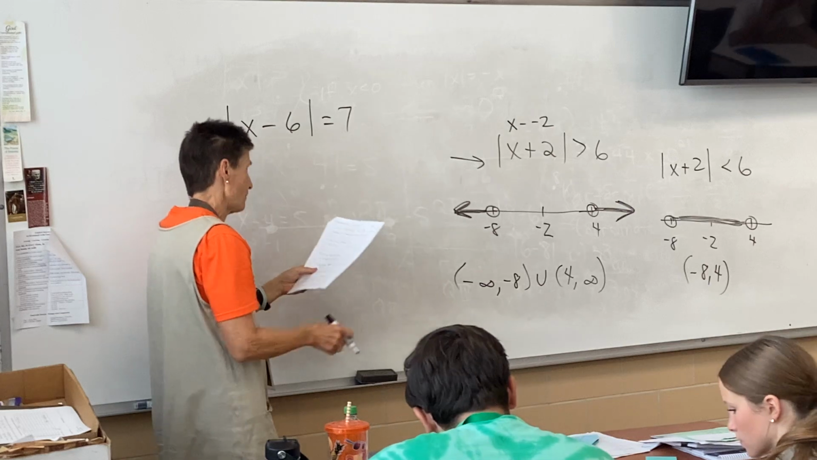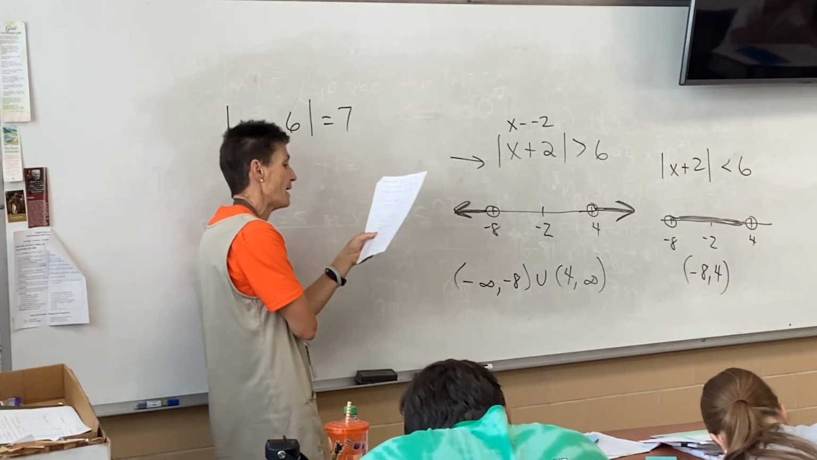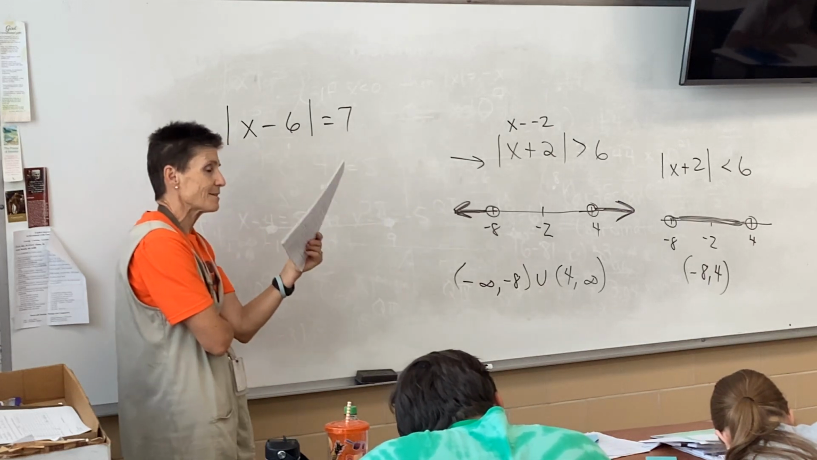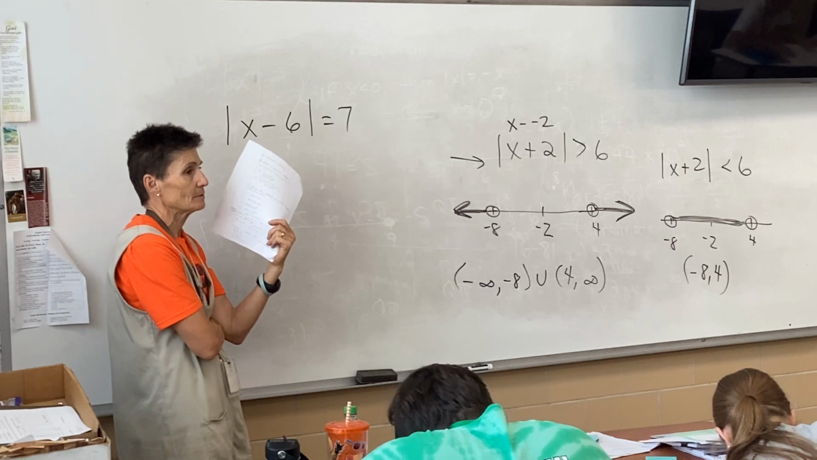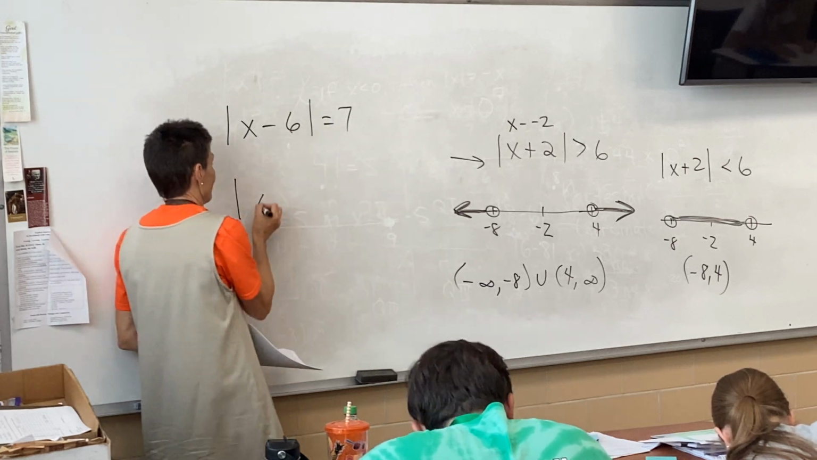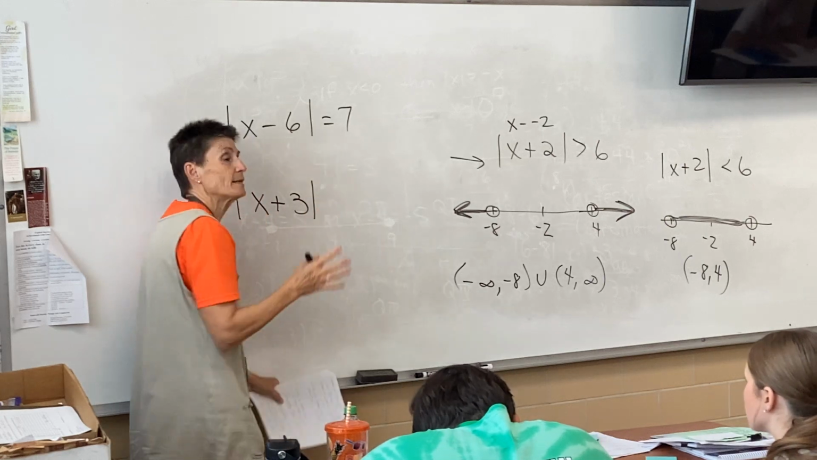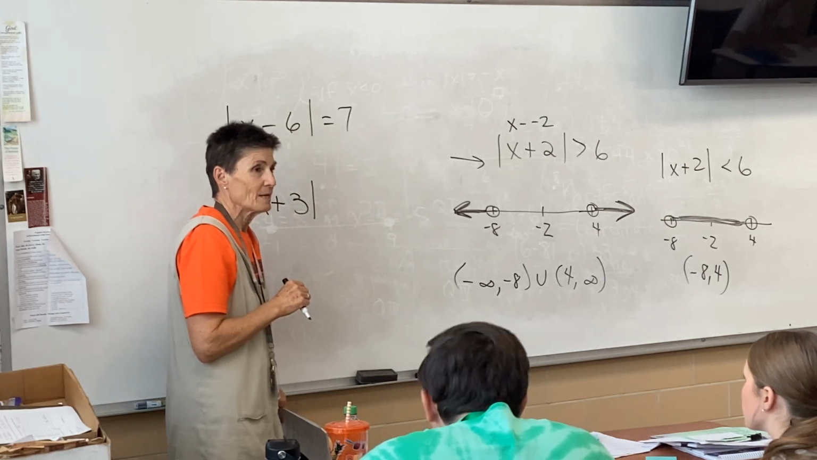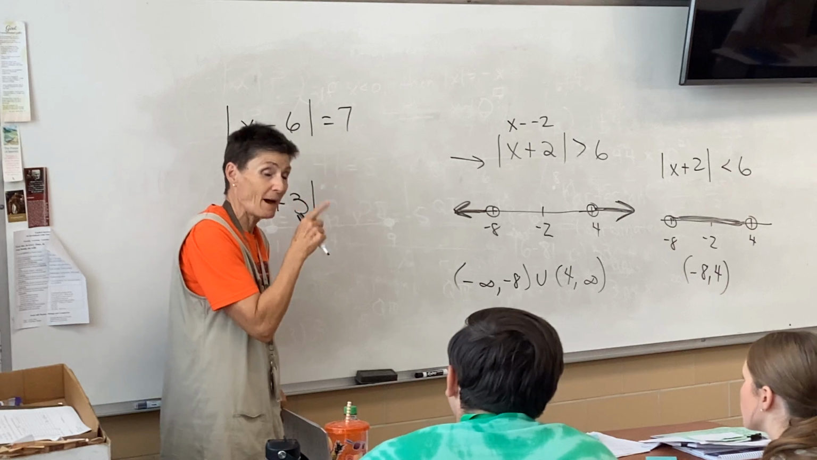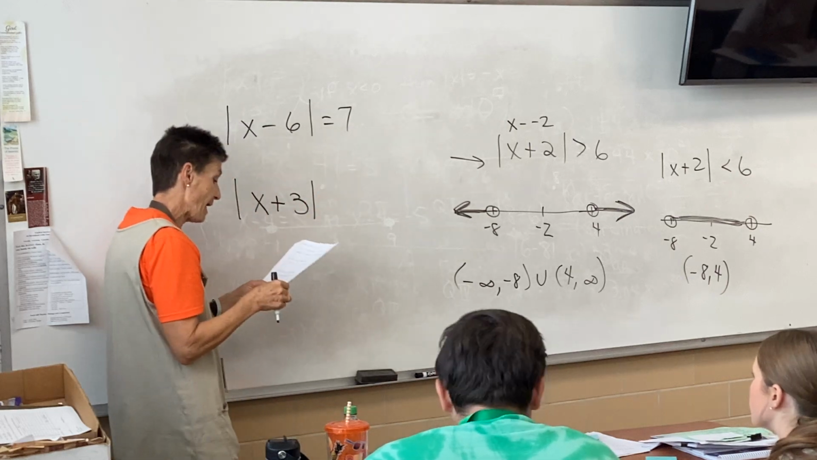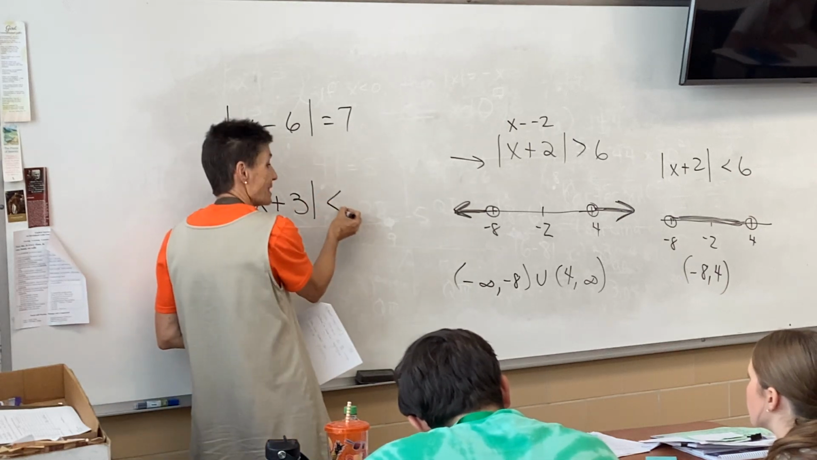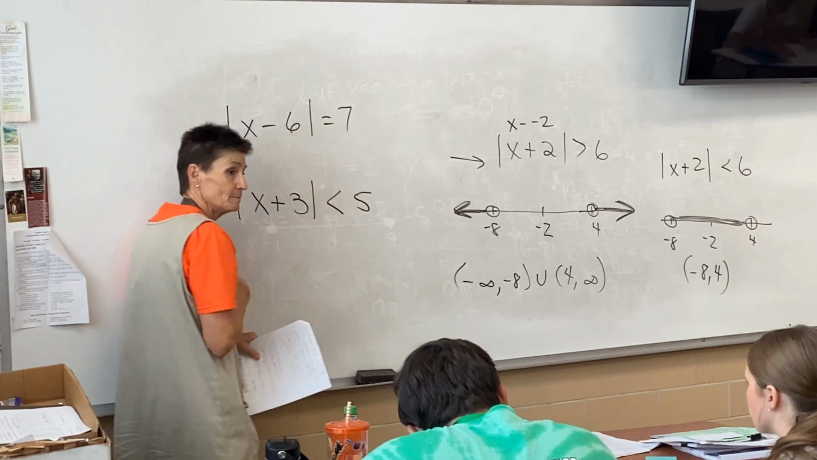All right, what about the distance between negative 3 and x is less than 5? Absolute value of x is 3. X plus 3? Okay, I just got done saying it has to be a difference. That is a difference, right? It's x minus negative 3, and it has to be less than 5?